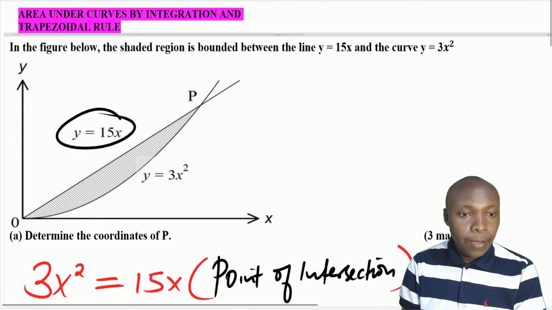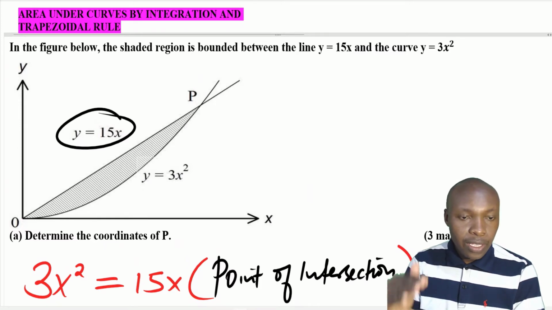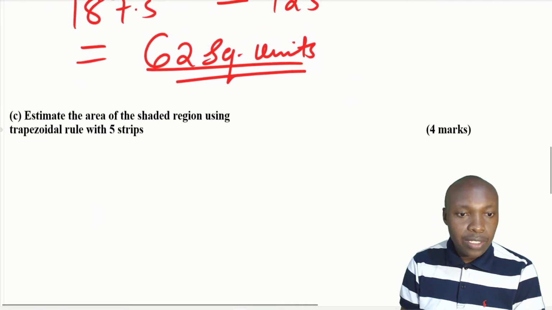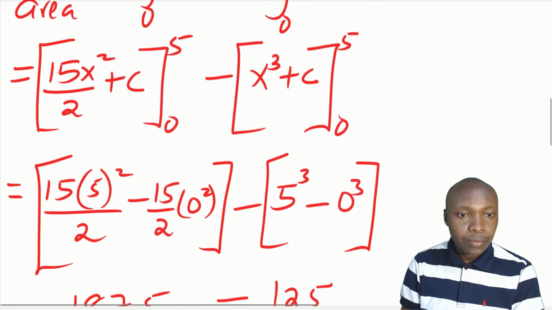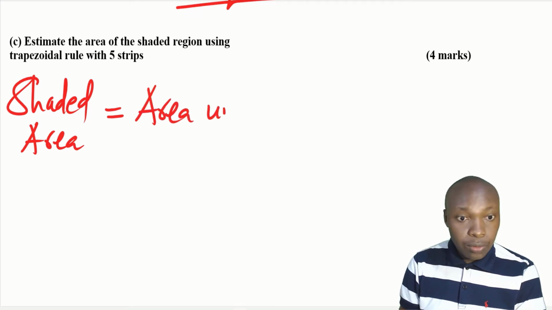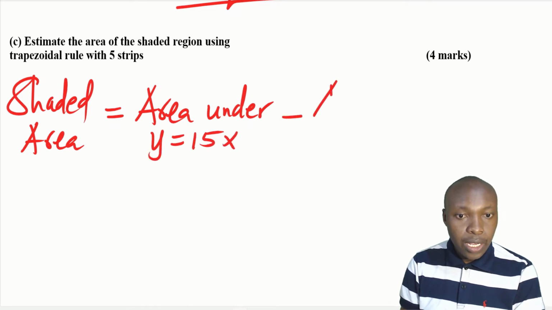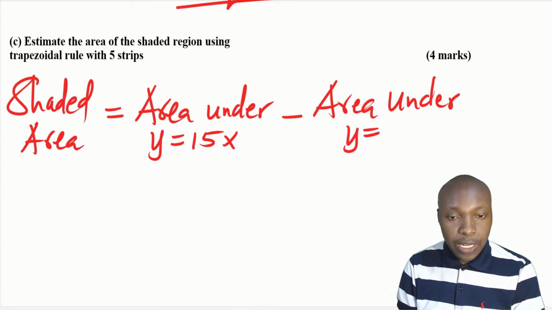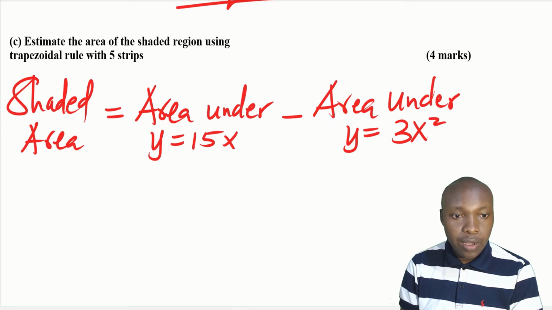You're going to do the same. We shall get the area under the curve y = 15x. That will give the whole area below that curve. Then we subtract the area under the other curve. That will give us the area of the shaded region using the trapezoidal rule. The first thing we need to do is to get the height, but let me write this. It is very important to note this: the shaded area is the area under the curve y = 15x, minus the area under the curve y = 3x squared. So that will give the shaded area.